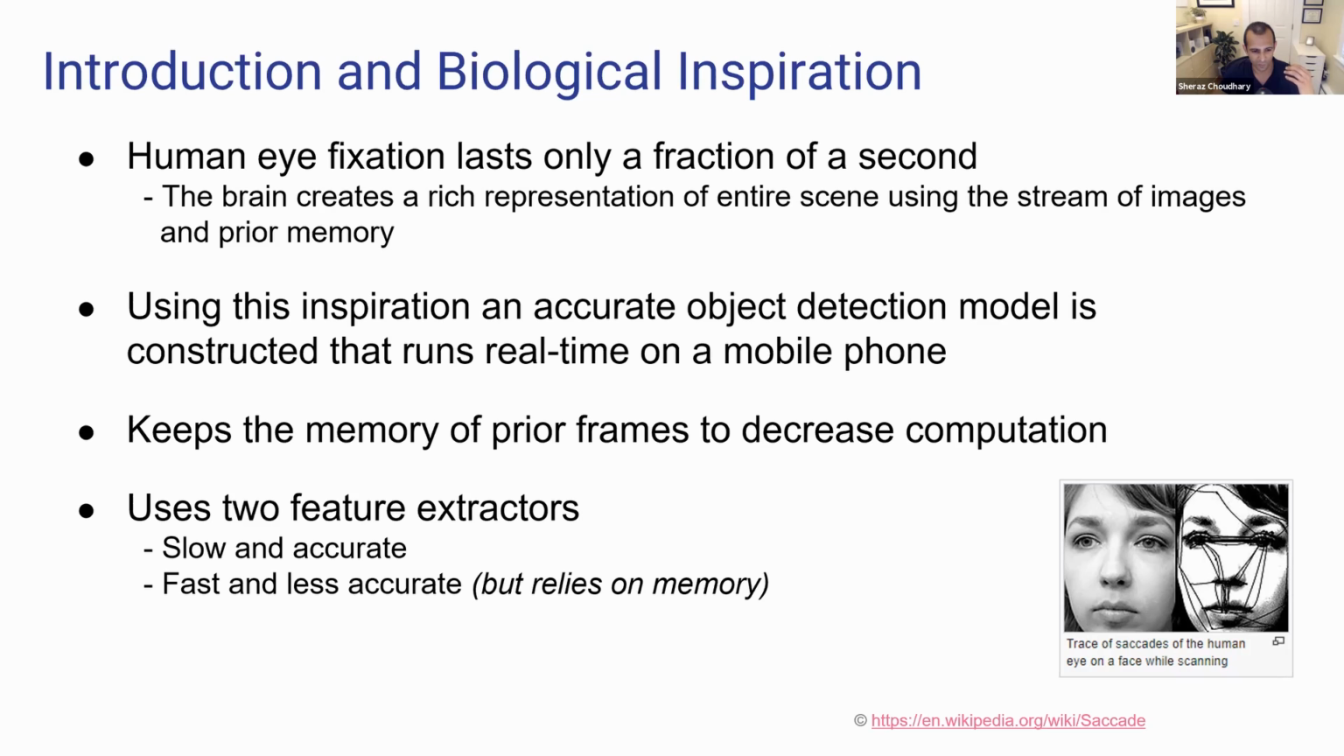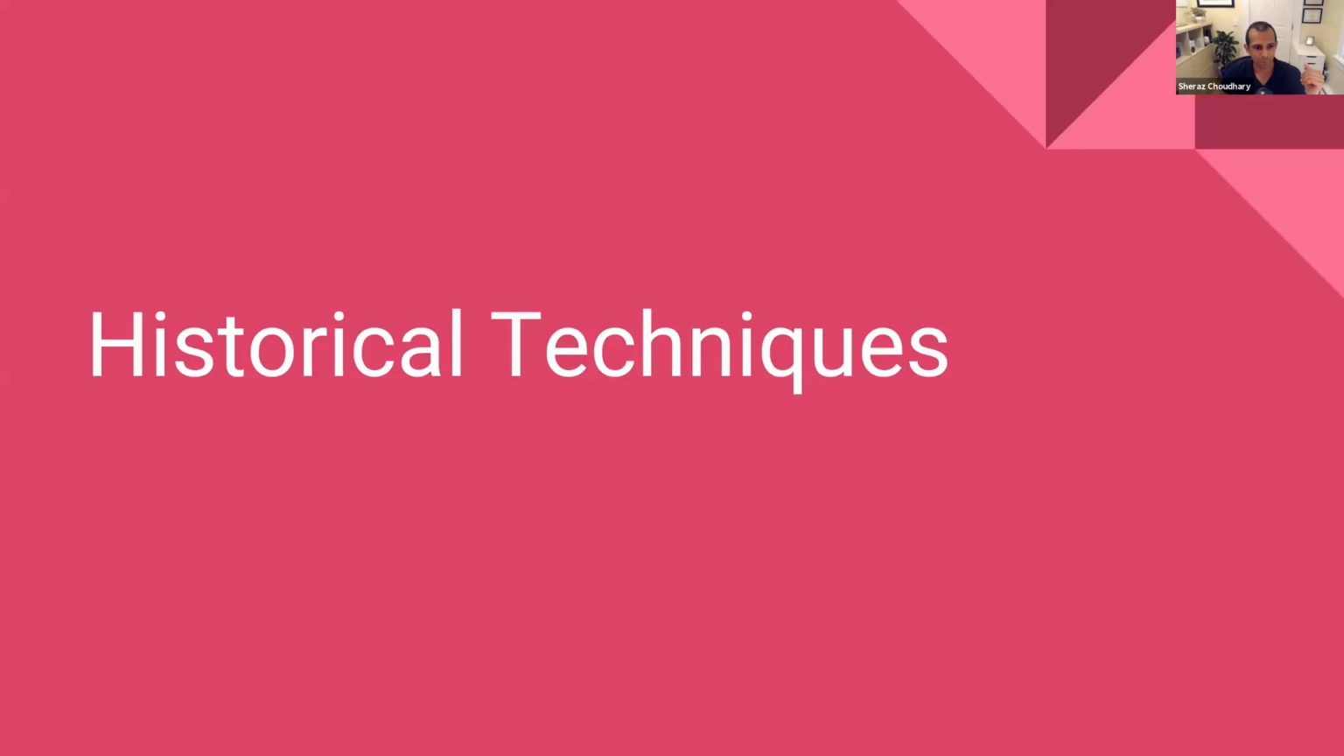So what it does is it keeps memory of prior frames to decrease the computational cost. And it uses two feature extractors, one that's slow and accurate, and one that is less accurate but very, very fast. And it relies on the memory to maintain the accuracy level.